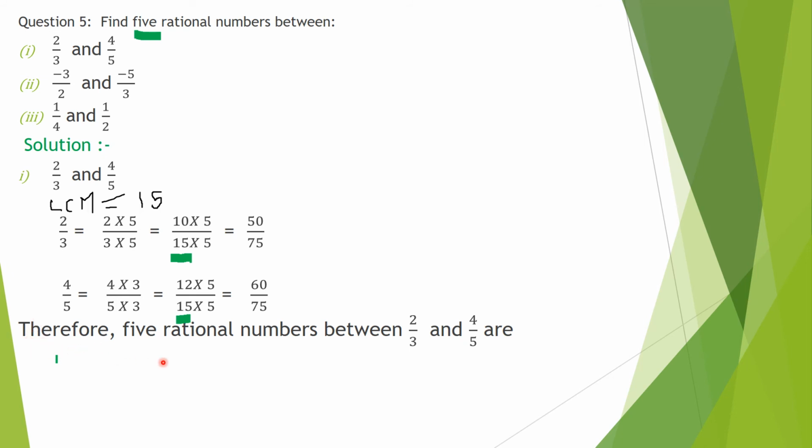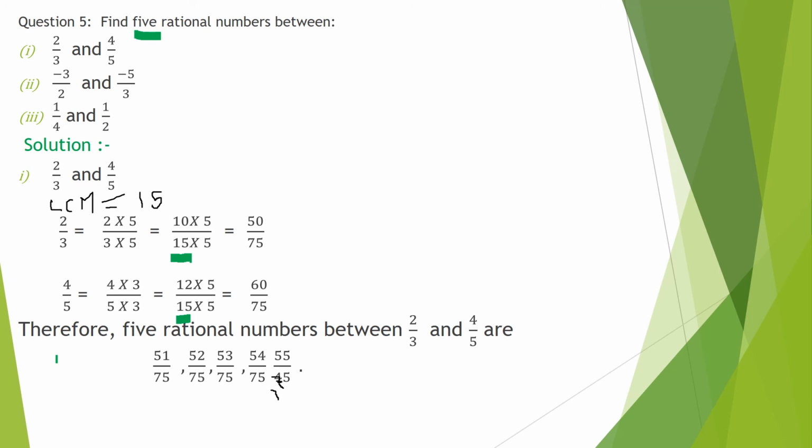Therefore, 5 rational numbers between 2 by 3 and 4 by 5. Here you have to write the original numbers. The denominator here is the same, 75. You can write any numbers, but you will not take 50 and 60. Other than that, from 51 to 59, you can take any 5 numbers: 51 upon 75, 52 upon 75, 53, 54, 55 upon 75. I hope I made this clear to you. And this is 75, not 45. Okay, let's move ahead.